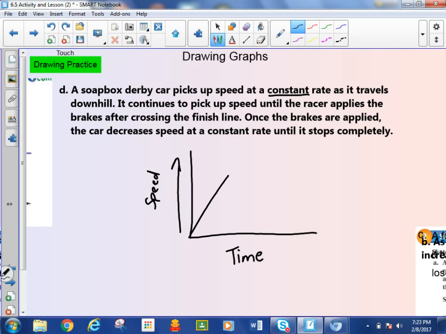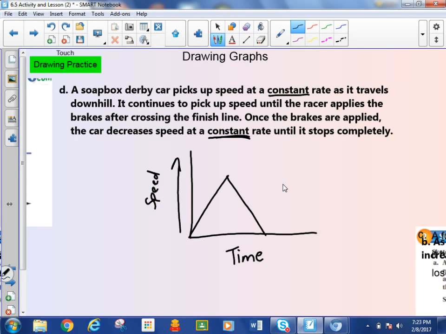It continues to pick up speed until the racer applies the brakes after crossing the finish line. Okay, so applies the brakes. It says once the brakes are applied, the car decreases speed at a constant rate until it stops completely. So it's going to increase speed, and then it's going to put on those brakes and slow down at a constant rate until it comes to a complete stop. So there's our soapbox scenario.